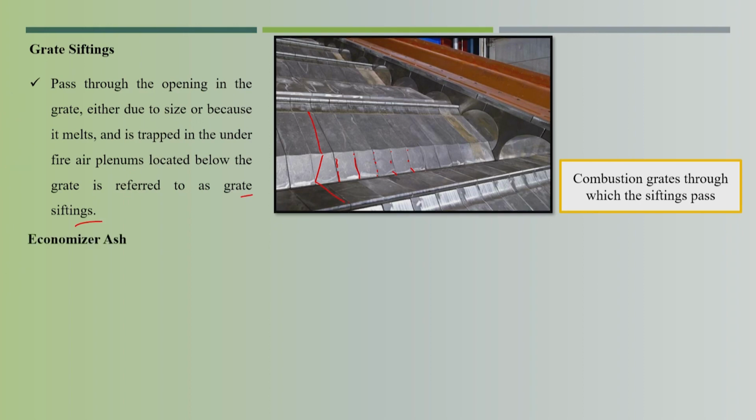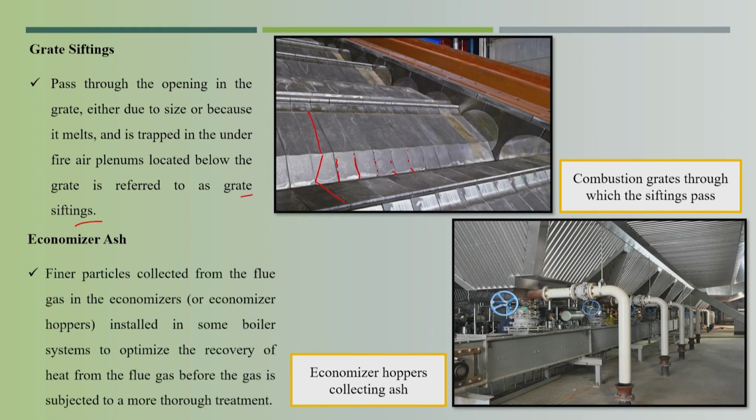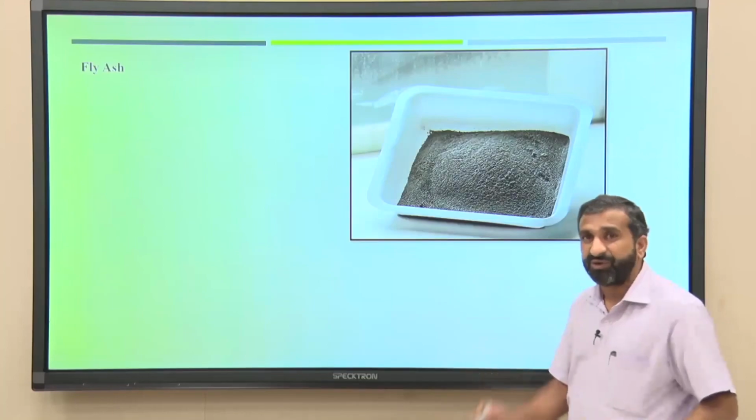Now, next is the economizer ash. This is one of the photographs from where the economizer ash is getting collected. Fine particles are collected from the flue gas in the economizer installed in some boiler systems to optimize the recovery of heat from the flue gas before the gas is subjected to a more thorough treatment. That is also very fine particles, and the major concentration is fly ash after the bottom ash.